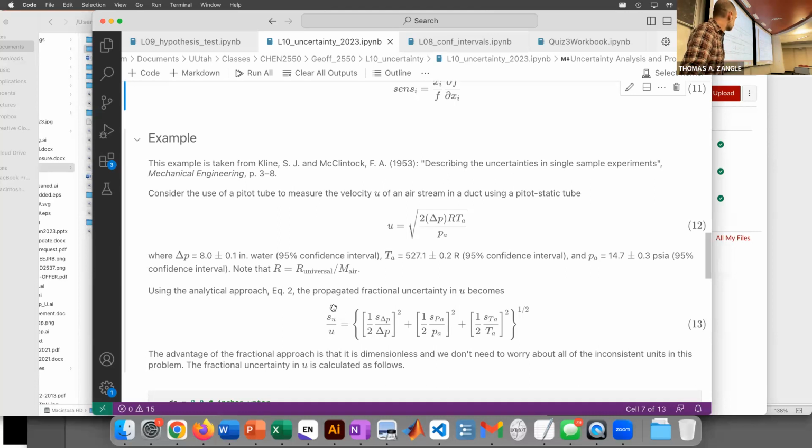And what are the dimensions of this thing? So what are the dimensions of SU over U? There are no dimensions of SU over U, right? Because our uncertainty for the velocity would be in terms of meters per second or whatever we want, and then we're dividing that by velocity, which would also be in, let's say, meters per second. So meters per second over meters per second gives us something with no dimensions, no units. So that's the advantage of using this fractional approach.